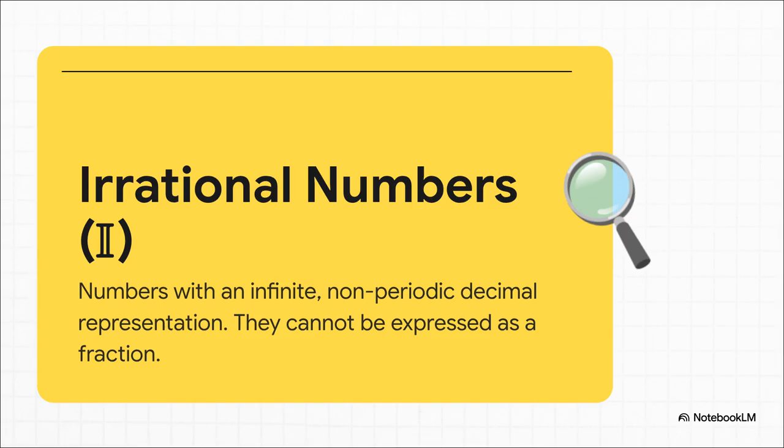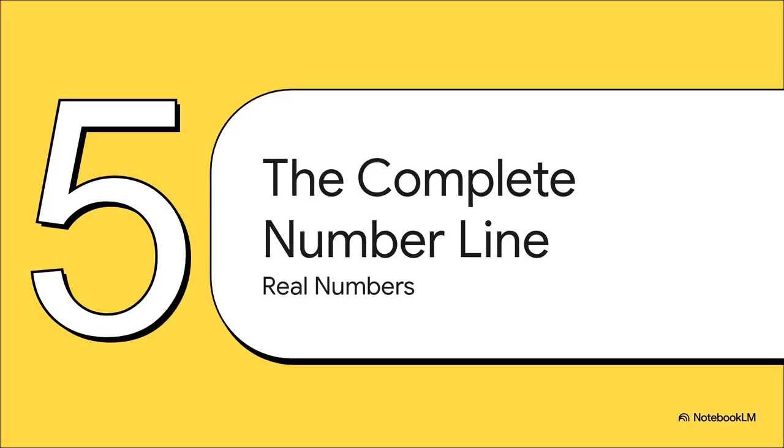So a whole new category had to be created. The irrational numbers. These are the numbers that fill in those final tiny gaps on the number line, the ones that all the fractions, no matter how many there were, could never touch. And with that last piece of the puzzle, we finally have everything we need. We can now assemble the complete, continuous number line.